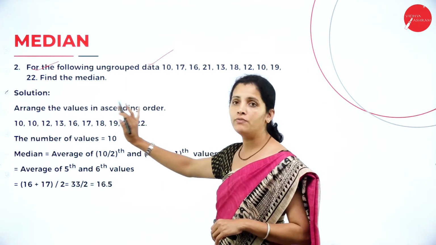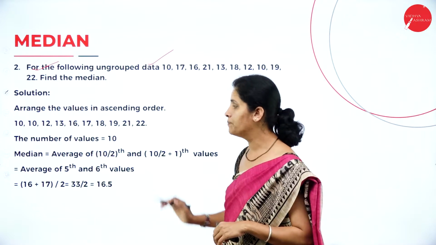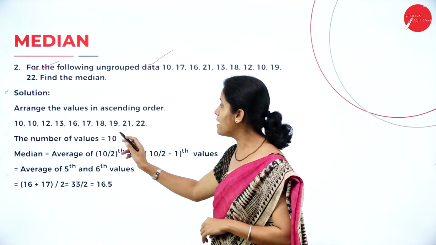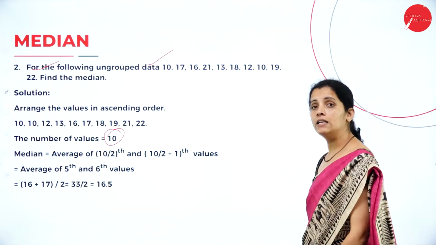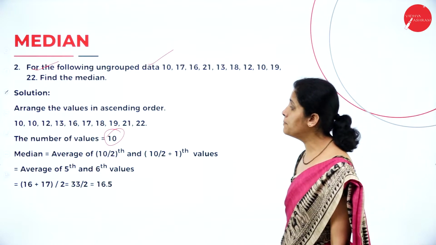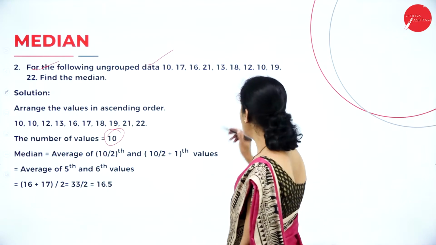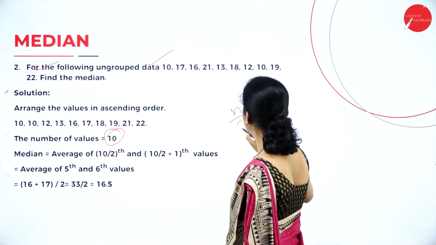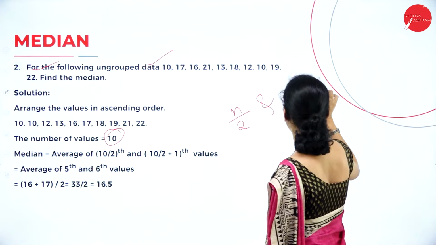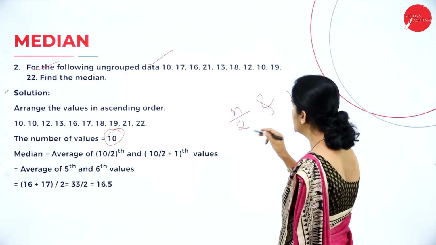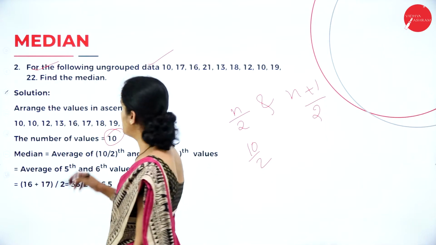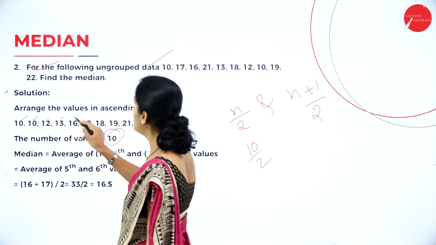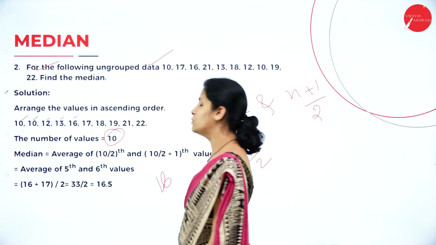So what I will do first, I'm going to arrange the data. And how many observations do I have? Total 10. So what is n? It is 10, and 10 is an even number. If it is an even number, I have to find n by 2 and n plus 1 by 2. 10 by 2 is 5. And what is present at location 5? 1, 2, 3, 4, 5. So 16 is present at location 5.